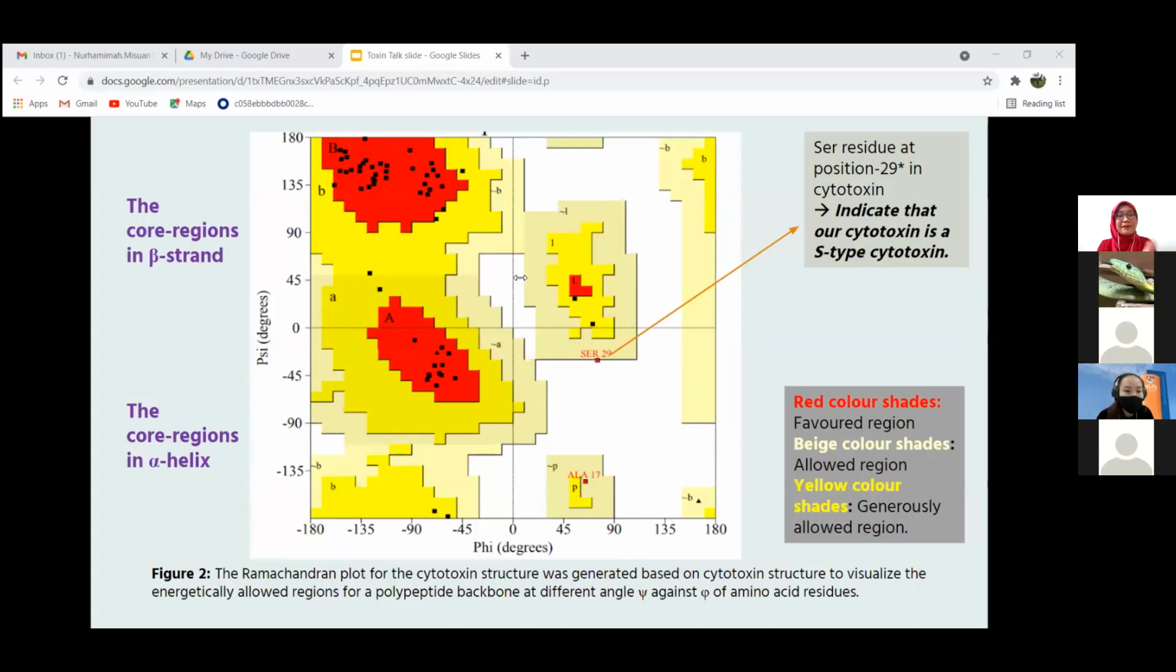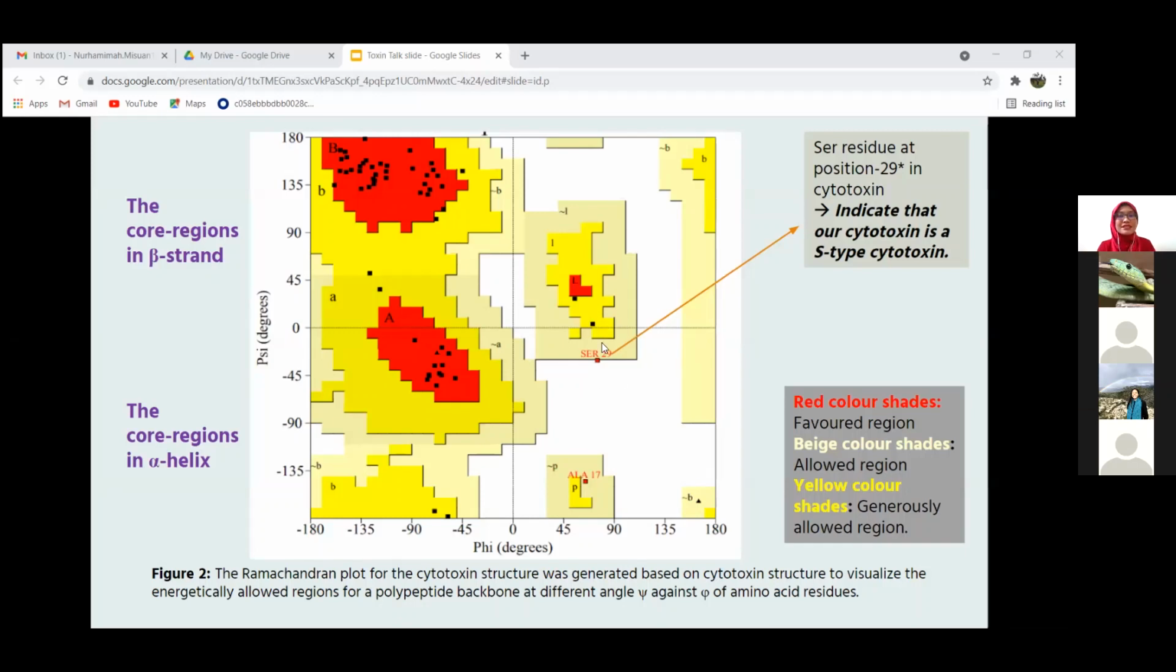So the upper region of this plot is the core region of beta strand, while the lower region is the region for alpha helix. So as we can see in this figure, 80% of the amino acid residues reside inside the beta strand core region, which indicates that the cytotoxin predominantly consists of beta-pleated structure. So this also corresponds to the native structure of cytotoxin, where mostly it consists of beta-pleated sheets.